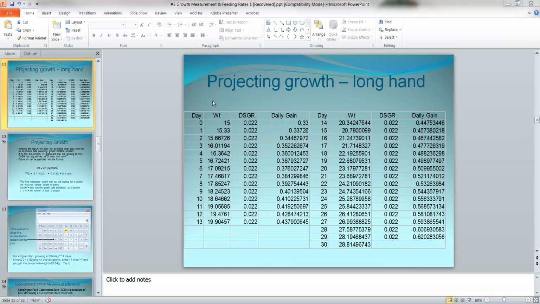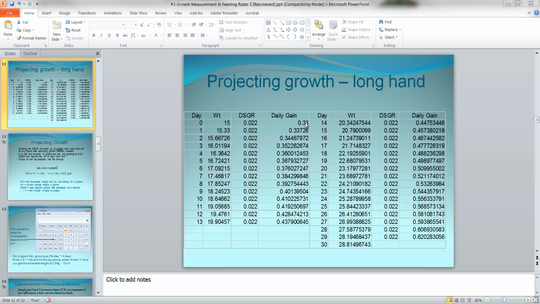But basically, if you did it by longhand, you could type in, here's day 0, today's weight is 15 grams. The daily specific growth rate, not in percent here, is just a decimal because it's a multiplier, 0.022, which, if you move that decimal point over, would be 2.2%. So that's an assumption that this person has made. And so the daily gain at the end of today, they gained 0.33 grams, and all that was in multiplying this 0.022 times 15, and they got this much weight gain at the end of a day.